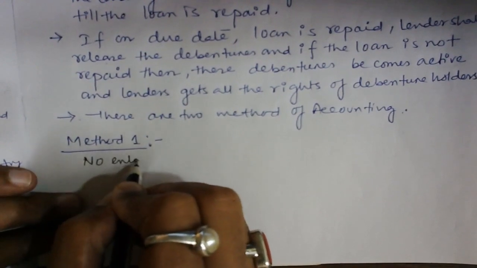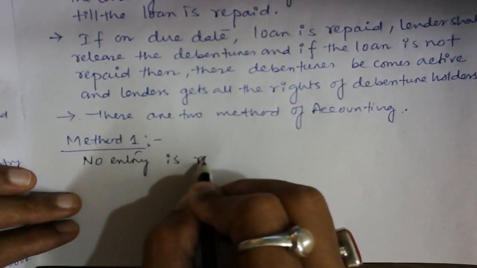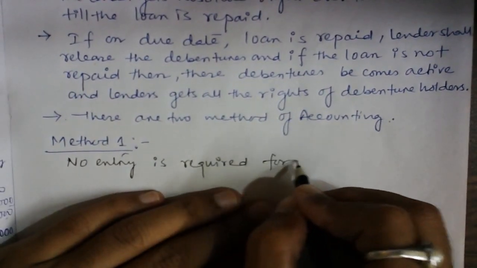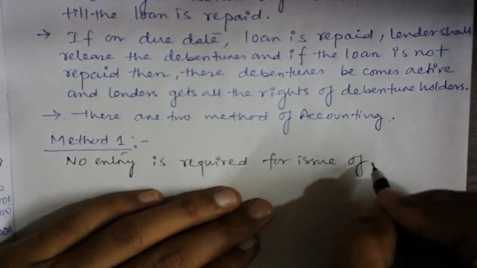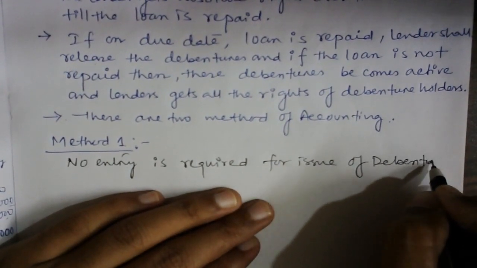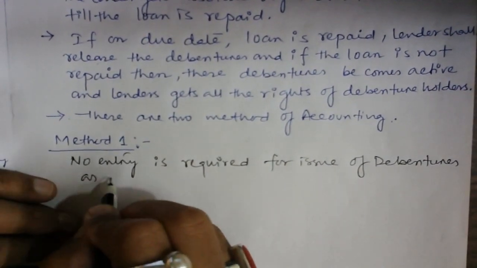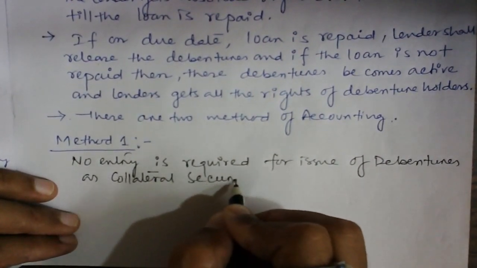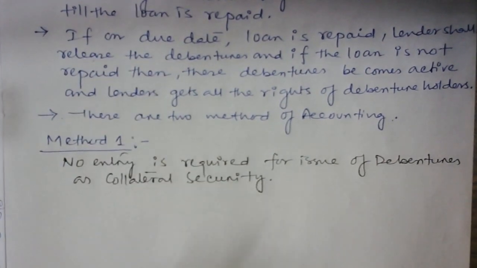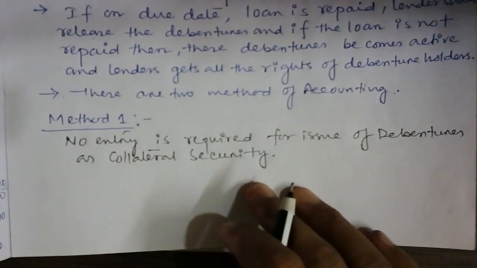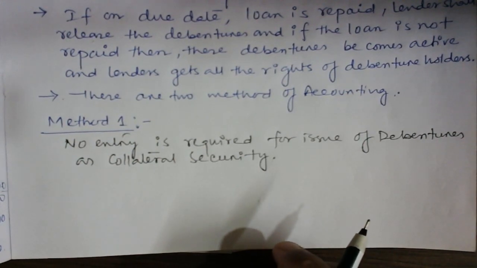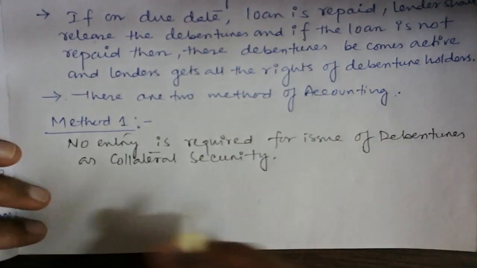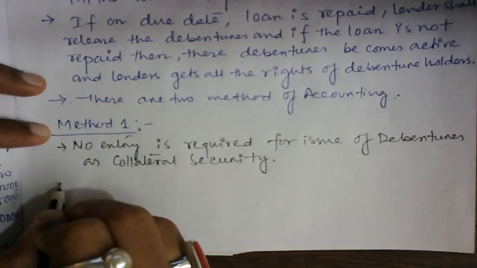No entry is required for issue of debentures as collateral security. That is done, sir. We need not do any entry with regard to this. We can simply go on. But the important thing is that we need to show the facts in the notes to accounts. This is not the complete task.